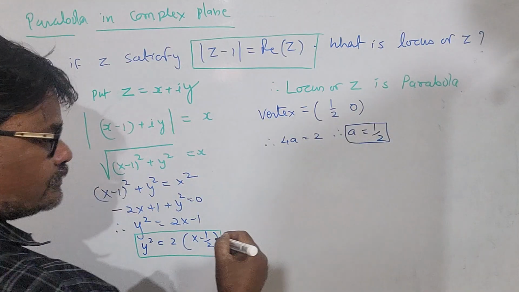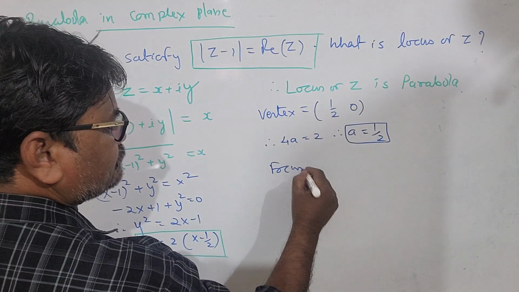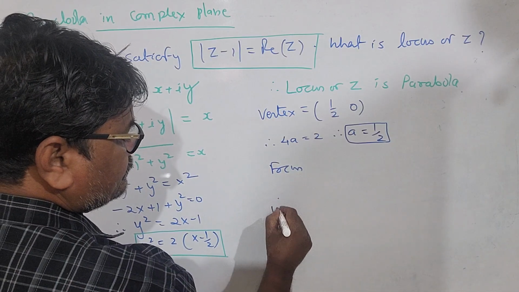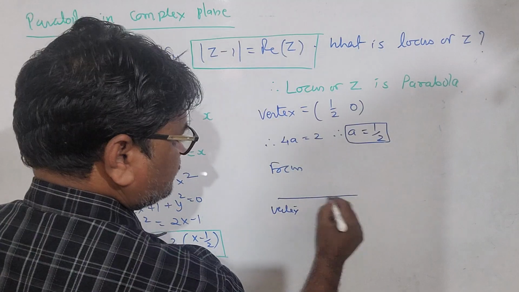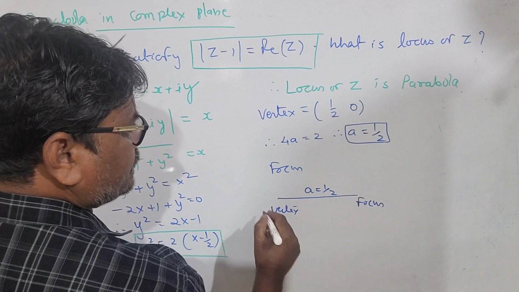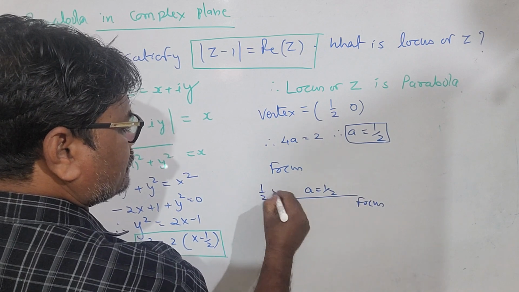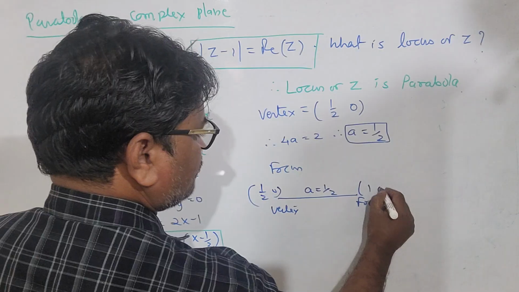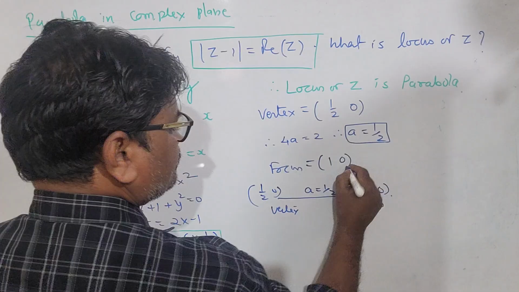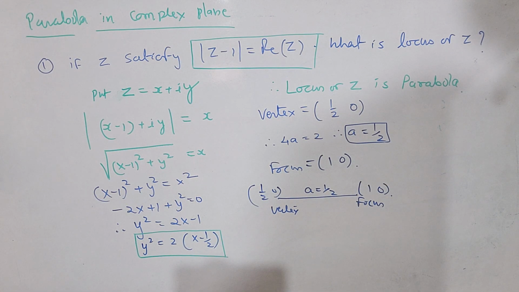What is the coordinate of the focus? The focus is at a distance a from the vertex. The distance between vertex and focus is a. A is half, and the vertex is (1 by 2, 0). So the focus will be (half plus half, 0), that is, the focus is (1, 0). Correct? So in that way you can solve questions based on a parabola in the complex plane.